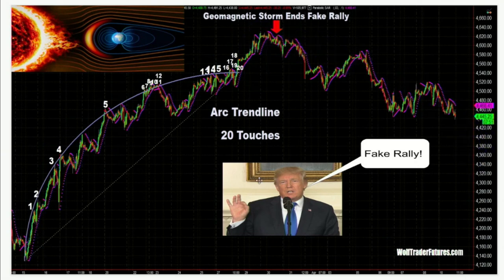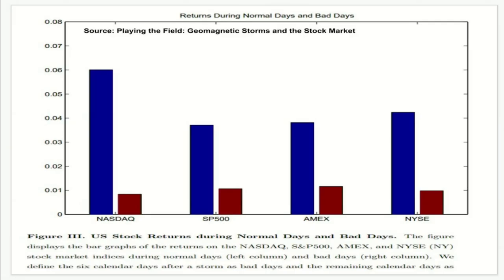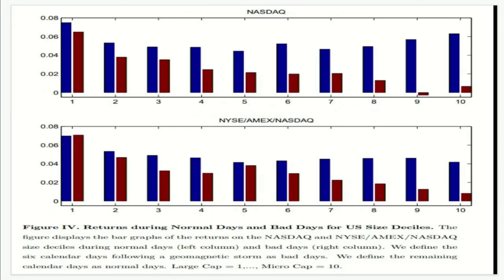And this is what the data shows from the Federal Reserve. The Federal Reserve actually tracks what's going on here with U.S. stock returns on all these different markets: NASDAQ, S&P, Amex, New York Stock Exchange. This is comparing what happens the week after the geomagnetic storm versus a normal bad day on the S&P. The NASDAQ, the S&P, the Amex, and all of these markets are lower across the board for the week after this geomagnetic storm. So this is a real event. There's plenty of data on this.